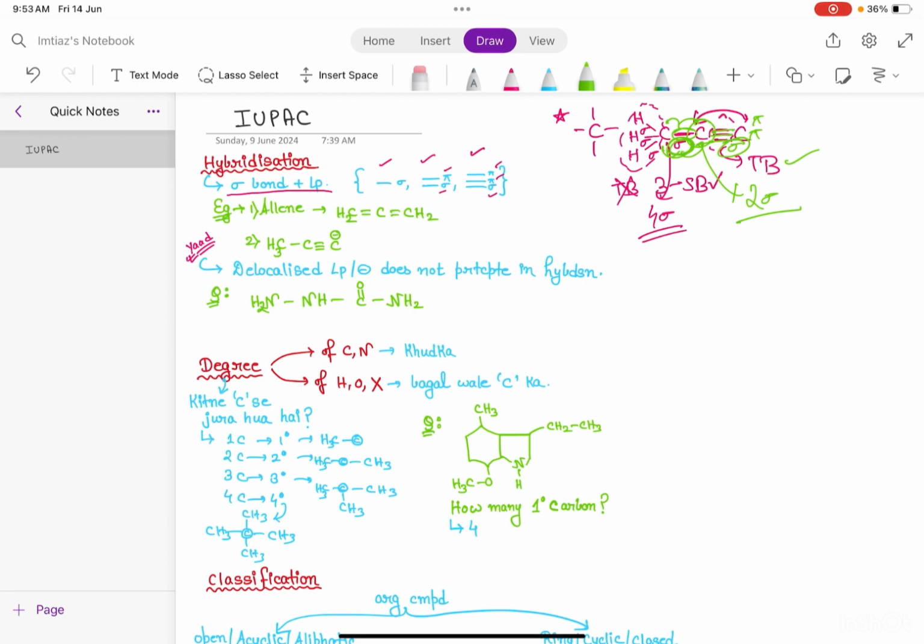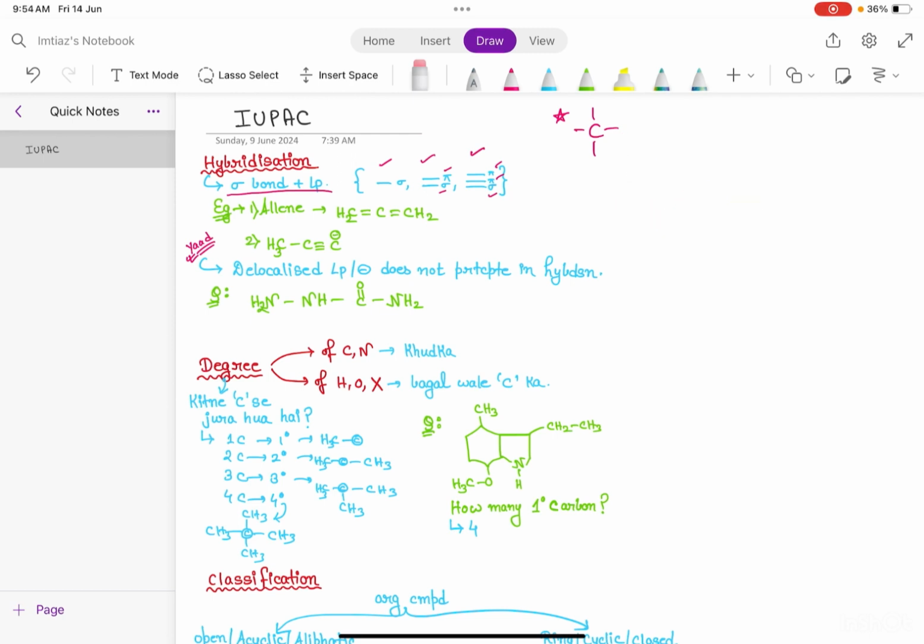I hope it is clear. The concept of sigma bond, I hope it is clear. You will get it more clear when we discuss the examples of hybridization. Let us now talk about lone pairs.